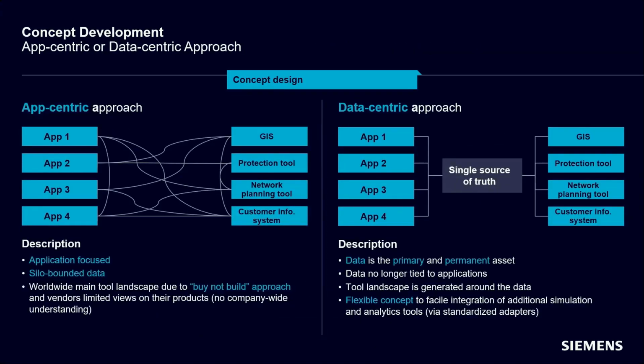Another part of designing a data management concept is thinking about if you want to stay in the app-centric approach or if you want to move maybe to a data-centric approach. Let's have a look what the differences between these two approaches are. On the left side, you see an exemplary scheme of the app-centric approach. In the app-centric approach, the overall data management concept is application-focused, and the data is silo-bounded. That means there are only point-to-point connections between the different tools or applications you have.